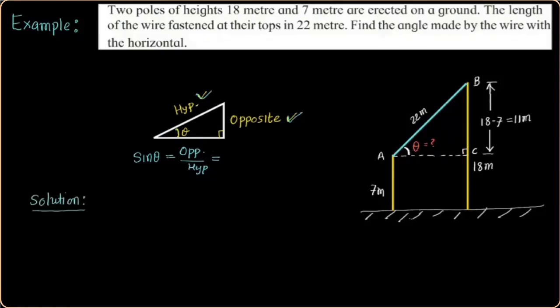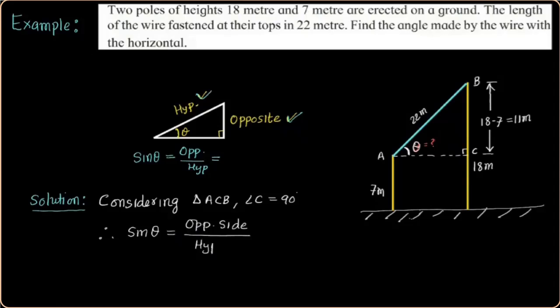So considering triangle ACB, angle C is 90 degrees. Therefore, sine theta, this angle I am taking as theta, friends, is nothing but opposite side divided by hypotenuse. The opposite side is nothing but BC. Here BC is known to us and AB is also known to us, only sine theta is unknown, so we can calculate it. Whenever you take a trigonometric ratio, make sure that at least two values are known to you. One unknown can be easily calculated. So sine theta equals BC divided by AB. AB is the hypotenuse here.